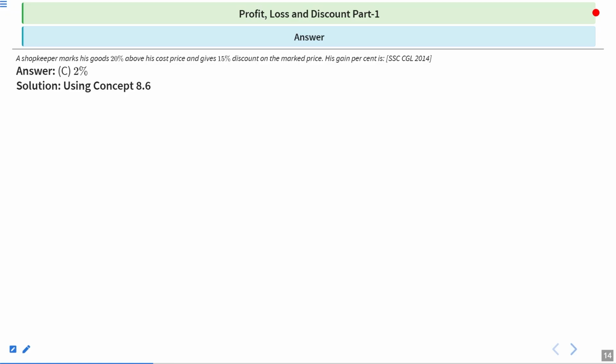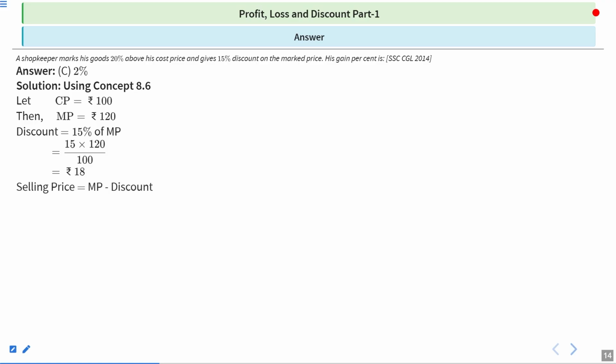Using concept 8.6 in this question, let the cost price be 100 rupees. So we can get the marked price, because the marked price is 20% above the cost price. So the marked price will become 120 rupees. Now the discount given is 15% on the marked price. So we will give a 15% discount on 120. So 15 into 120 upon 100. When we solve it, we get the discount in rupees, which is 18 rupees.